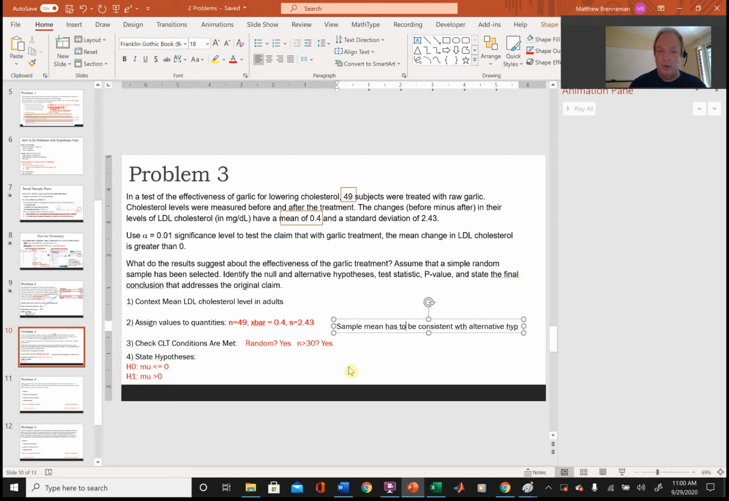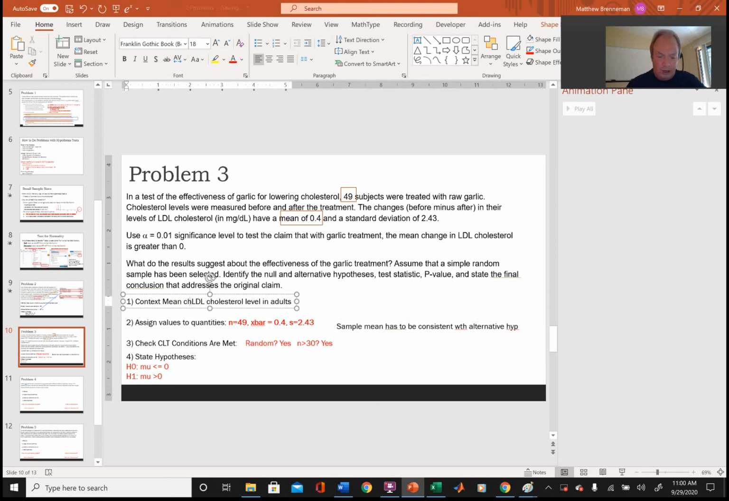Okay. So we would decide that there is not sufficient evidence to claim the alternative, which is that the mean cholesterol level in adults, the mean, and this should actually be change in, we're looking at the change in LDL levels. Okay. And notice as you go through, your understanding sometimes becomes a little more refined, right? So I would say that at a significance level of 1%, there is not sufficient evidence to support the claim that the average change in LDL cholesterol levels in adults after they get garlic treatment is greater than 0. Okay, good.